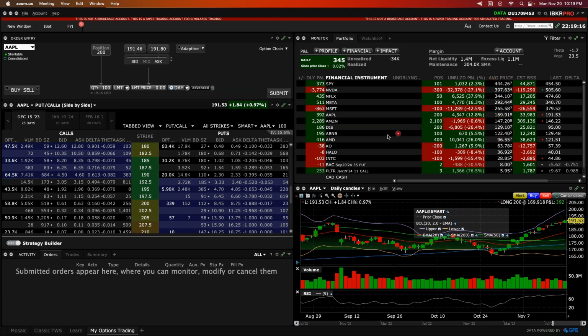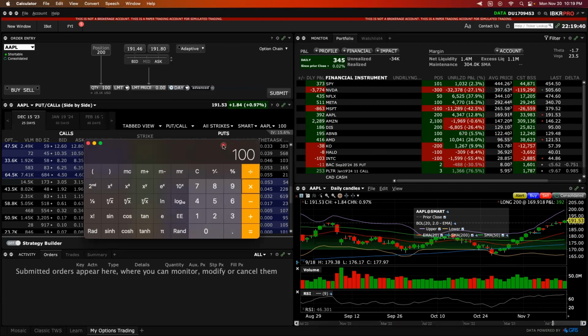So my average price for Airbnb here is $122.40. I have 100 shares. And in this case, you could multiply 100 times 122.4 to get the cost basis for my whole position. Those 100 shares are worth $12,240. Gotta check my math right there. 100 times 122.4. Yep, carry the one, and it is 12,240.